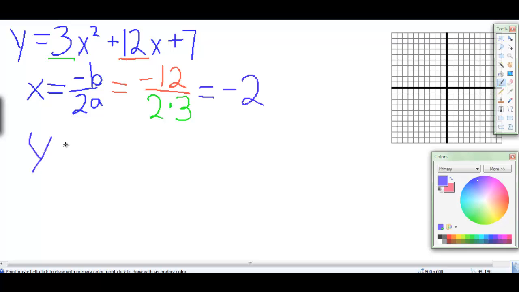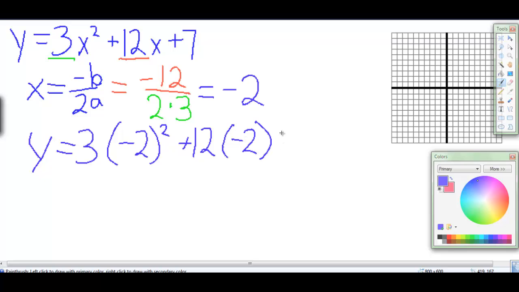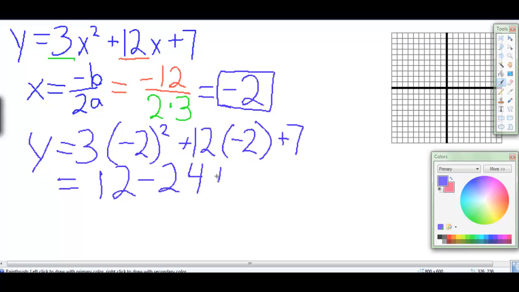Well, the y value is simply 3 times x squared plus 12 times x plus 7. And of course, x is what we found right here, our axis of symmetry. So we plug that negative 2 in and we calculate this, and negative 2 squared is 4 times 3 is 12. 12 times negative 2, we get minus 24, and then plus 7. So y is equal to 12 minus 24 is negative 12 plus 7, negative 5.